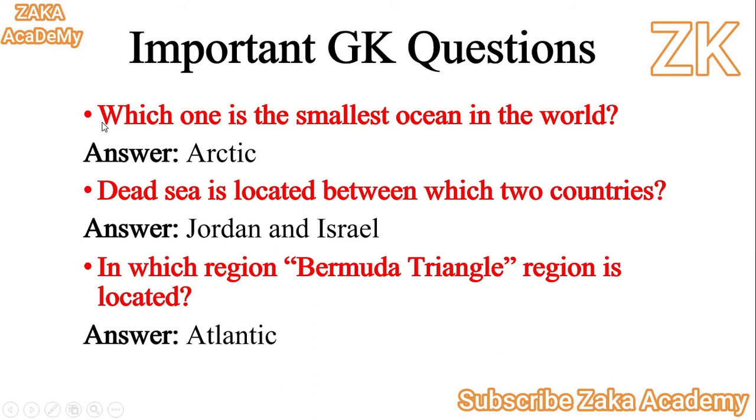Which one is the smallest ocean in the world? Answer is Arctic Ocean. Another MCQ is, Dead Sea is located between which two countries? Jordan and Israel is the answer. Another question is, in which region Bermuda Triangle region is located? Atlantic region is the region where Bermuda Triangle is located.